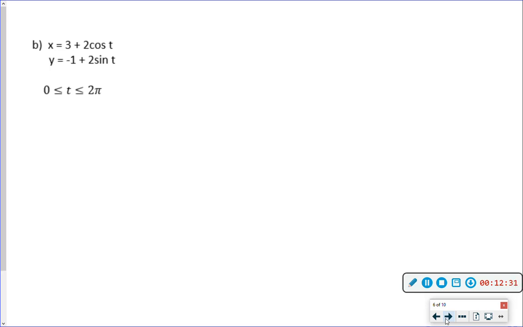Okay, so same deal. We're going to solve one of the equations for T, and then I'm going to substitute it into the other. Well, I'm just going to start on the top one. If I want to try to get T alone, well, let's subtract 3 off. And then I'm going to divide by 2. So I'm going to have x minus 3 over 2 right now. I've got cos of t.